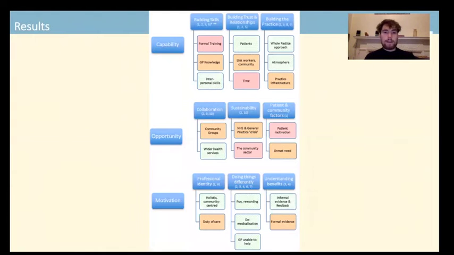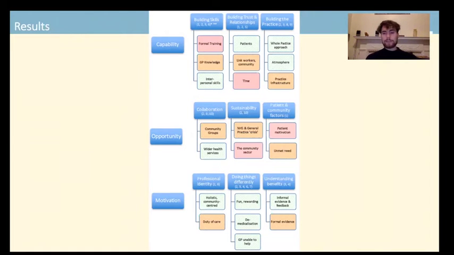So this is our diagram of themes. We've got the three domains of the COM-B model on the left, and then the blue boxes are the themes, and then the sub-themes within that. The green boxes are enablers of effective social prescribing behaviour, the red are barriers, and orange is a mixture of both. So if we take a few examples here, if we look at the bottom, the sub-theme of demedicalisation.